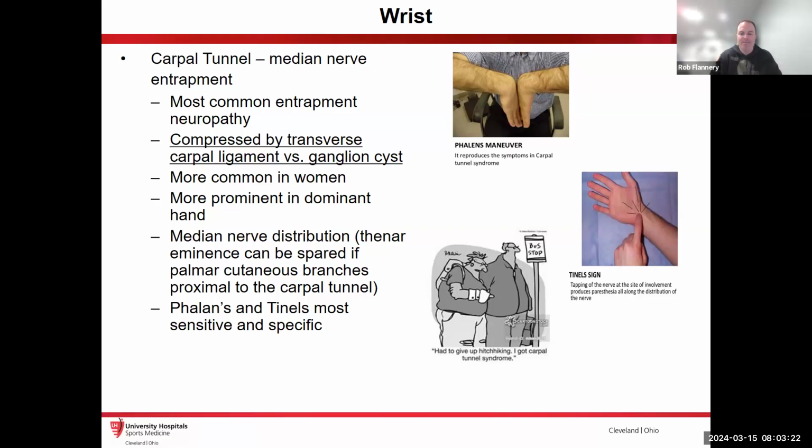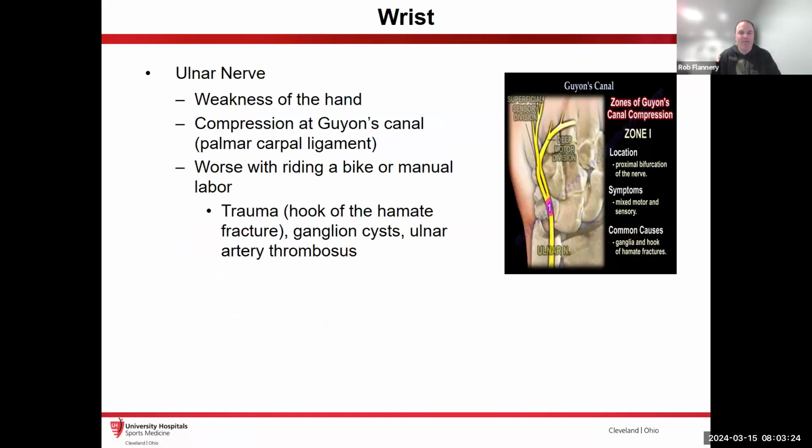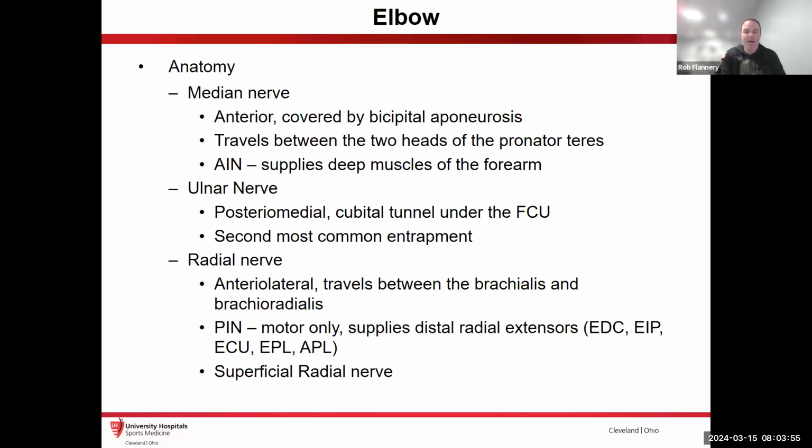than anything else. So again, in the wrist, we've got the ulnar nerve on the medial side of the wrist, weakness of the hand, again, that compression at Guyon's canal or that palmar carpal ligament. Worse with riding a bike or manual labor. A lot of times this is trauma. So you'll get that hook of the hamate fracture. So baseball players swinging a bat, golfers, those sorts of things. Ganglion cysts or ulnar artery thrombosis.